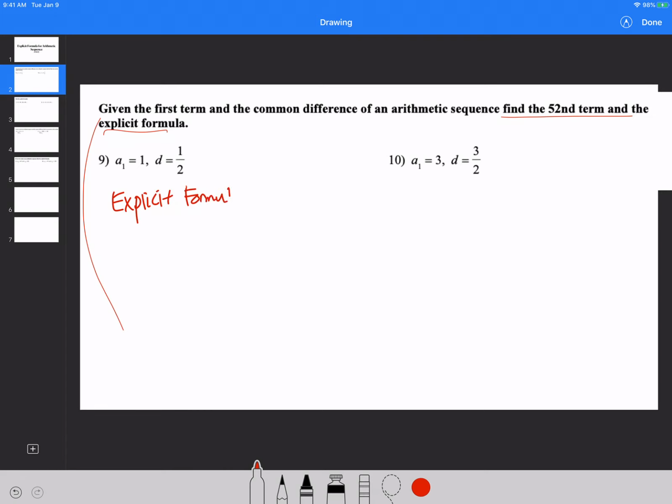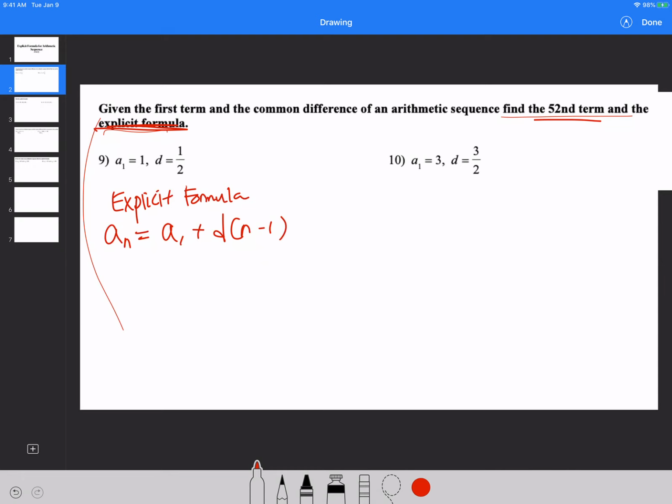Okay? Remember, the explicit formula is a sub n is equal to a sub 1 plus d times n minus 1. Or n minus 1 times d, it doesn't really matter. That's what we learned yesterday, and we're going to apply that a lot to solve these questions. So we want to find the explicit formula first, no matter what. Even though it says to find the 52nd term, that really comes afterwards.